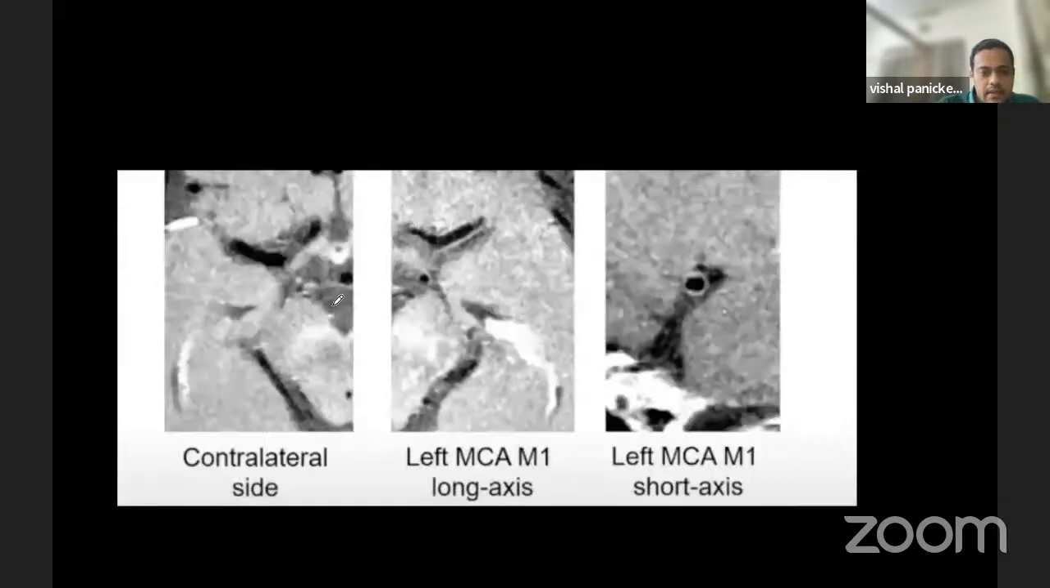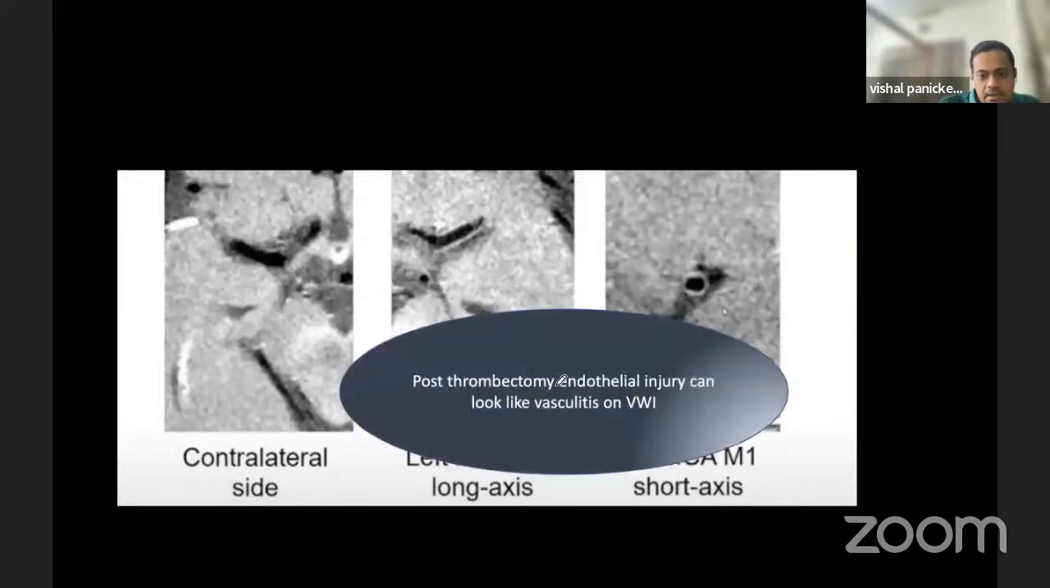Here we can see the left MCA M1 region long axis. There is a linear enhancement along the vessel wall. This is a cross section showing the linear, smooth enhancement along the vessel wall with the lumen intact. Is it a vasculitis? Post thrombectomy can produce endothelial injury, which can look like vasculitis on vessel wall imaging.